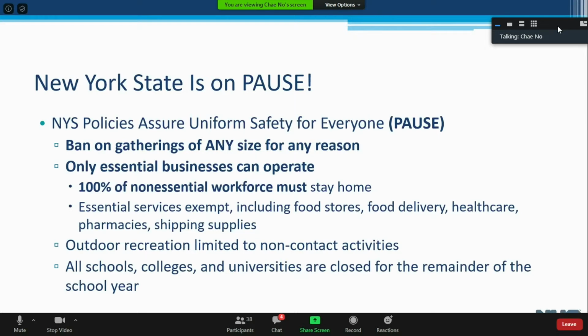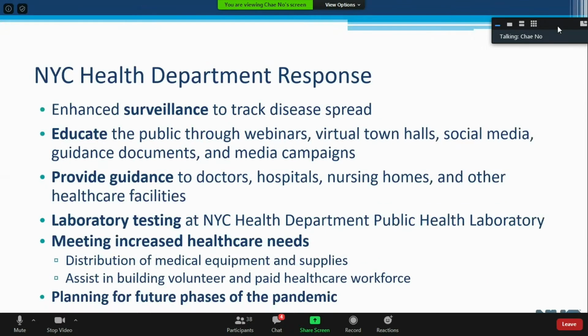I'll discuss this more later on in the slide set because we're taking several actions to prepare for this. Right now, as the agency itself, as a department, we're enhancing surveillance to track disease spread. We're also educating the public through webinars like this, virtual town halls, social media, guidance documents, and media campaigns. I'm sure if you're watching television or watching YouTube, you're going to see a lot of our commercials, unless you pay for YouTube, of course. Then you don't get any advertisements. But we're flooding the airwaves with our announcements.